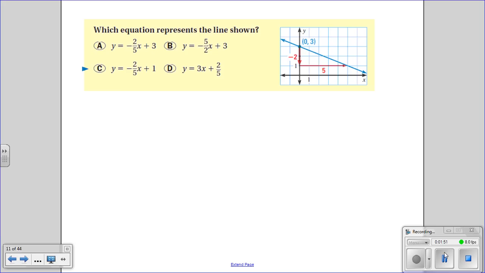Which equation represents the line that is shown on the graph? Well, when we look at this, we see that the y-intercept is 3. So we know what our b is in our equation. We also see our slope, -2/5. That's the rise over the run. With those two pieces of information, we can look at letter A and see that it has a slope of -2/5 and a y-intercept of 3. So A is the equation that represents the line on the graph.